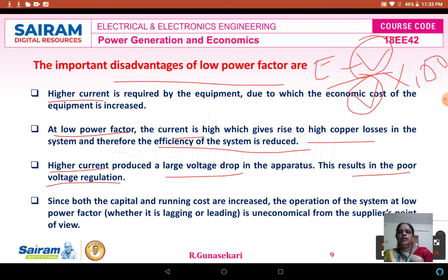The last one is that both capital and running costs increase because of low power factor, because the rating of the equipment increases. Also, poor regulation means that for maintaining purposes we need extra equipment, like a voltage regulator, to maintain the voltage at the receiving end. Therefore the capital cost and running cost are increased. So these are the important disadvantages of low power factor.